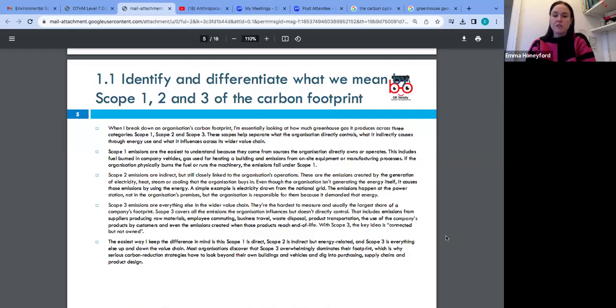Most organisations discover that Scope 3 overwhelmingly dominates their footprint, which is why serious carbon reduction strategies have to look beyond their own building and vehicles and dig into purchasing, supply chains and product design. Even within an accounts team and financial teams, you've got really good insight into where the money's going and which products are being used. So looking at your accounts is a really good way to see where the money's going and whether it is connecting to and driving those greenhouse gases.